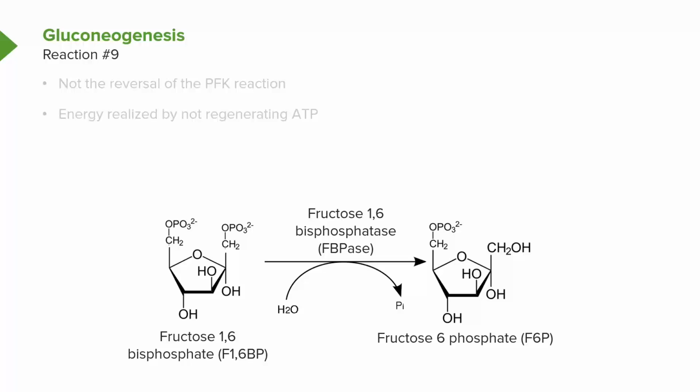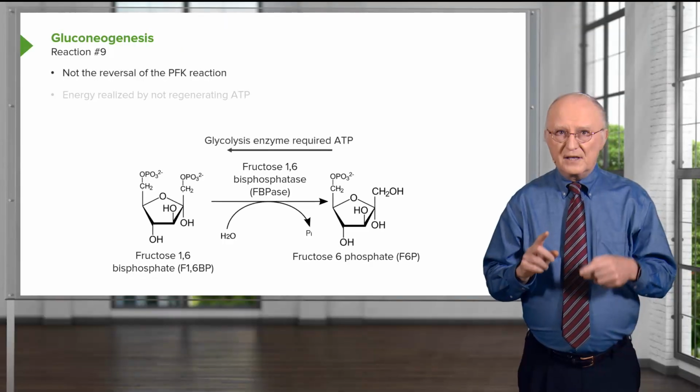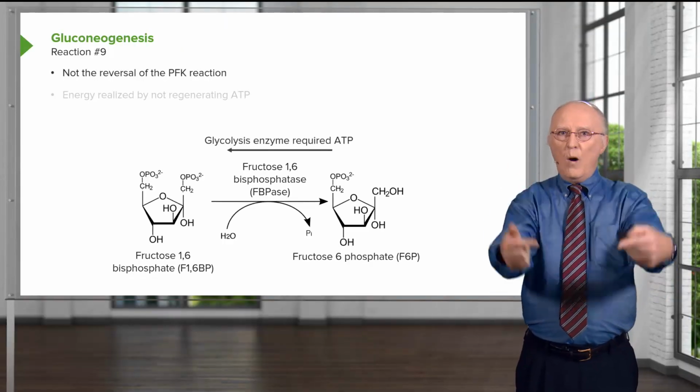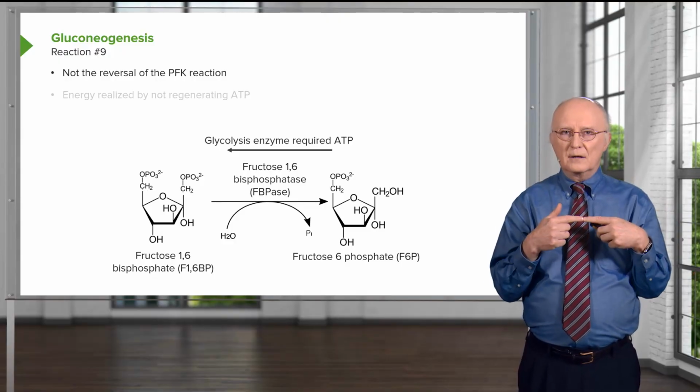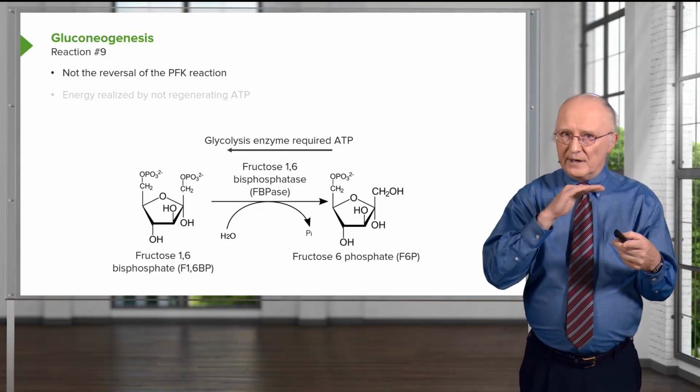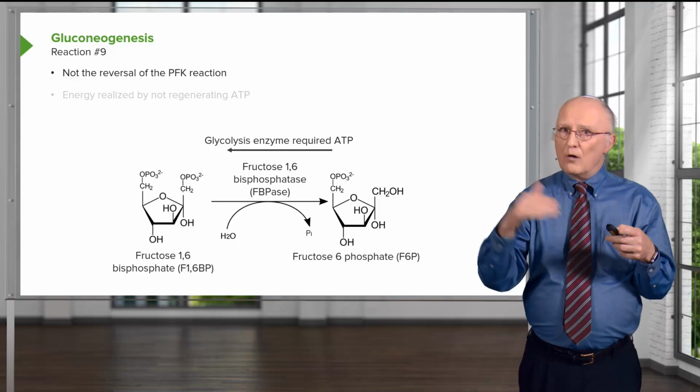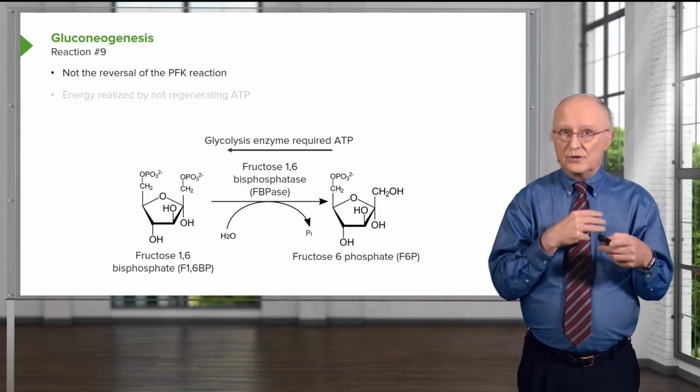So the enzyme that is used in gluconeogenesis instead of the enzyme that's used in glycolysis is called FBPase, as you see in the abbreviation, or its longer name is fructose 1,6-bisphosphatase. Now, this reaction is not the reverse of the reaction in glycolysis. And the reason it's not is because in glycolysis, the PFK enzyme required ATP to put the phosphate on. In the reverse reaction, all we're doing is clipping the phosphate off. We're not regenerating the ATP that was used in glycolysis.